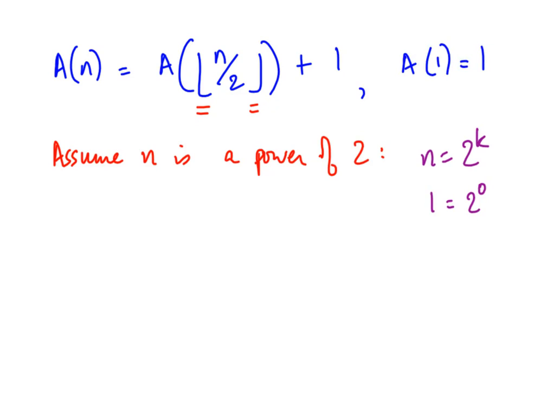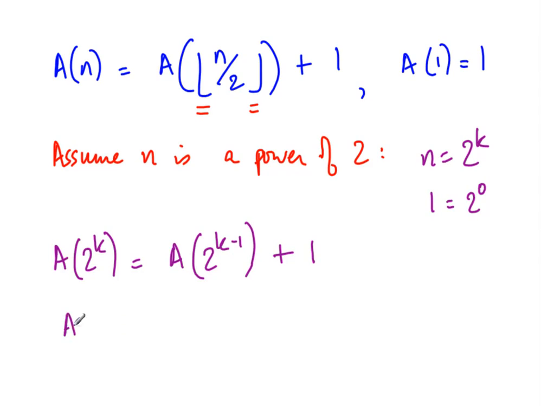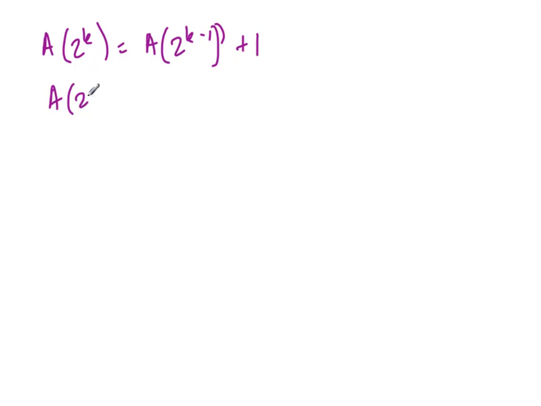Now if we write out the same recurrence again in terms of k, then if n is 2 to the k, it requires us to compute a of 2 to the k minus 1, that is what happens in divide by 2, plus 1, and a of 2 to the 0 is equal to 1. So this is an equivalent recurrence restricted to the case where n is a power of 2. Now you can use backward substitution. Use that famous backward substitution method.